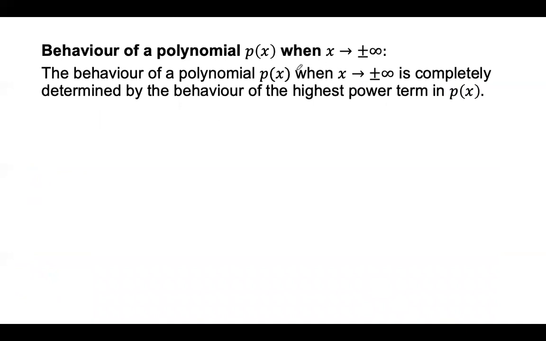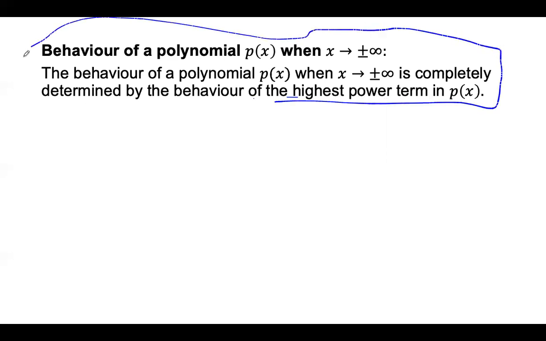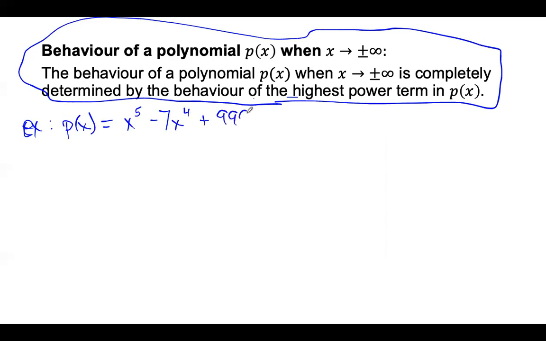So the behavior of a polynomial when x goes to positive or negative infinity is basically completely determined by the behavior of the highest power term of this polynomial. Let's just put a circle around it. So an example, like this polynomial, x to the power 5 minus 7x to the power 4 plus 9x to the power 3 minus 7, some zeros, whatever.